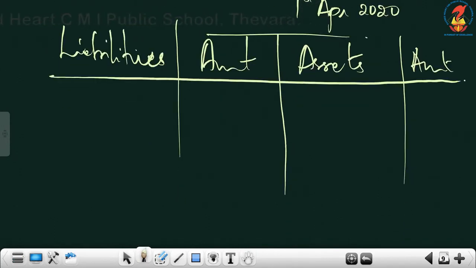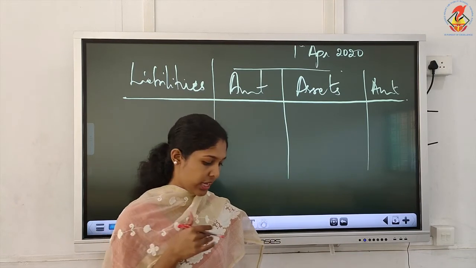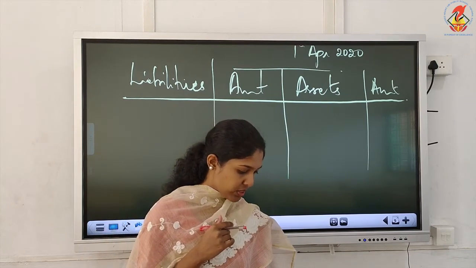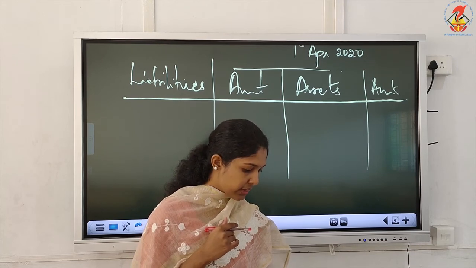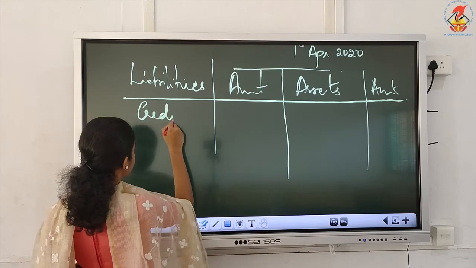How will you do the balance sheet? You have to refer to the old balance sheet. At the same time, you have to read the adjustments also. So the first one is creditors. Creditors, is there any change? Creditors, there is no change. Directly you can copy.